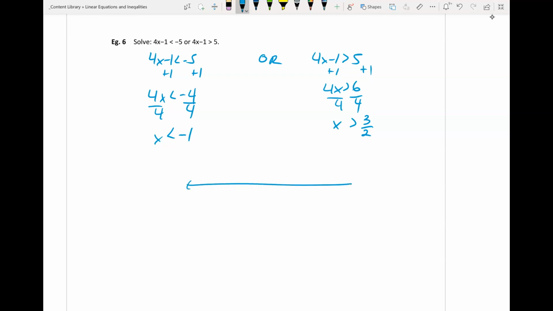And if you want to graph this out to see what this looks like, our x is smaller than negative 1 will look something like this. An open circle around negative 1 and shade in anything that's smaller than negative 1. And then an open circle at 3/2 or 1.5 and x is greater than that. So that means our solution set can be anywhere that's below negative 1 or above 3/2.